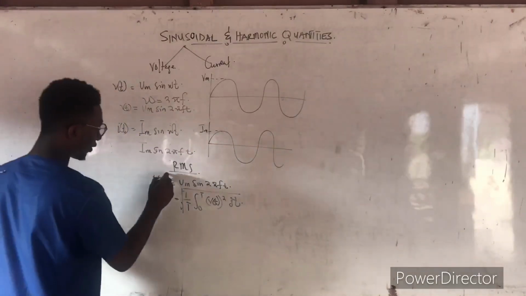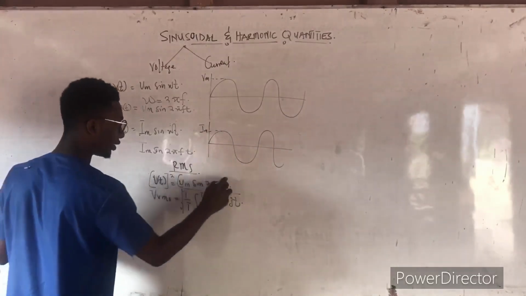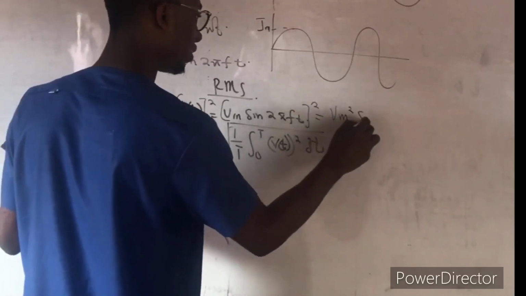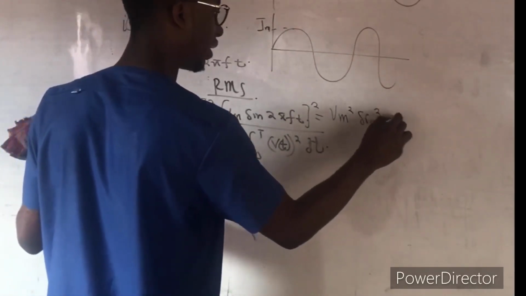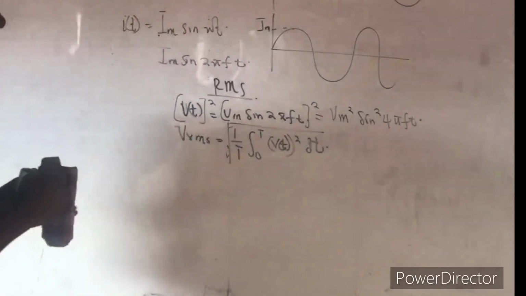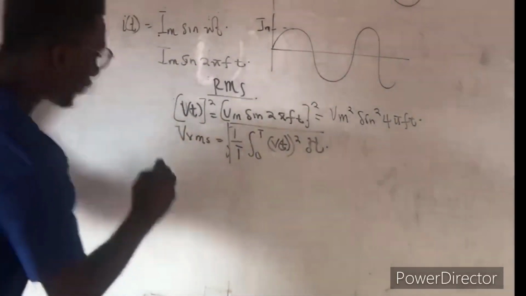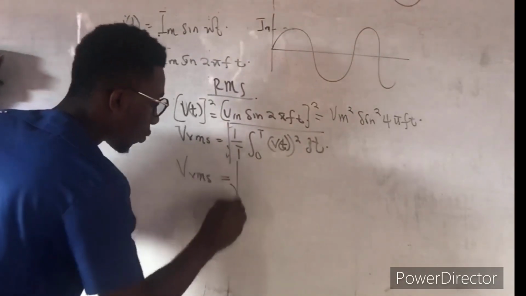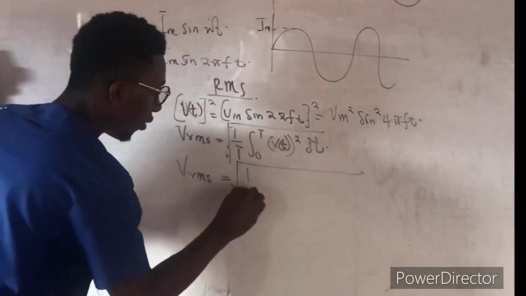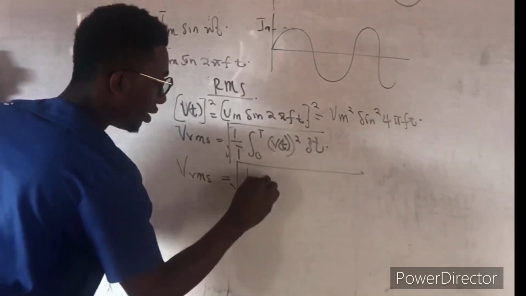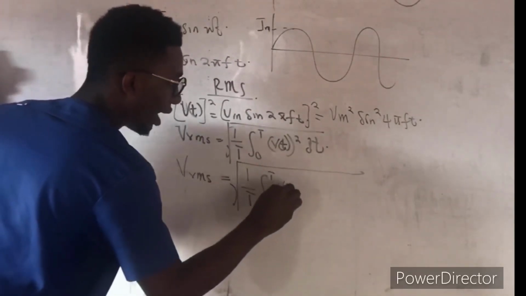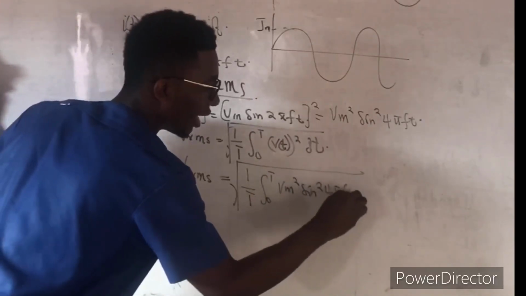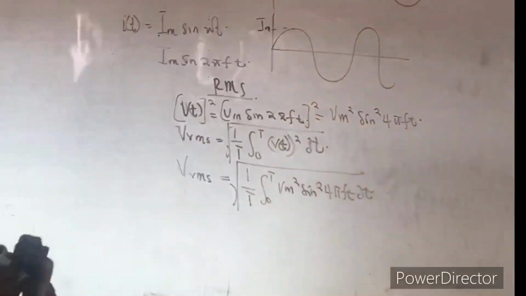So now you have to square this function. When you square this function, what are we getting? We are getting Vm squared sine squared 2 pi ft. So if you square this function, then the Vrms is now equal to the square root of 1 on t, integral from 0 to t, Vm squared sine squared 2 pi ft dt.